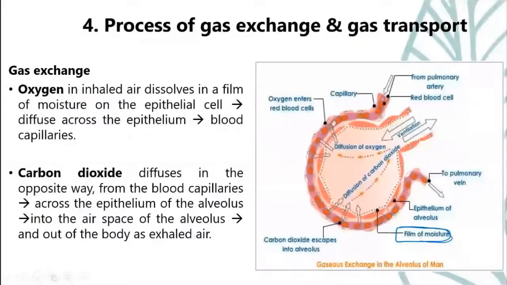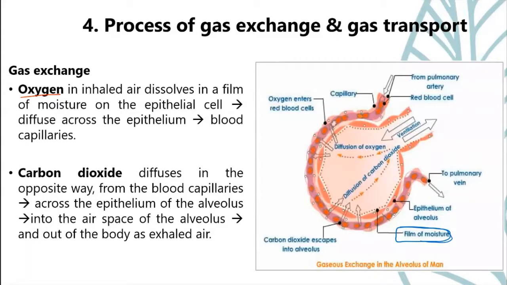Okay, so now we are going to proceed with the next part, the process of gas exchange and also gas transport. The two gases involved are oxygen and carbon dioxide. For oxygen, inhaled air dissolves in a film of moisture on the epithelial cells, diffuses across the epithelium and into the blood capillaries. This shows you the direction of oxygen diffusion.